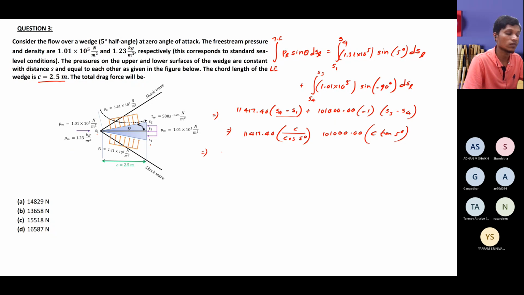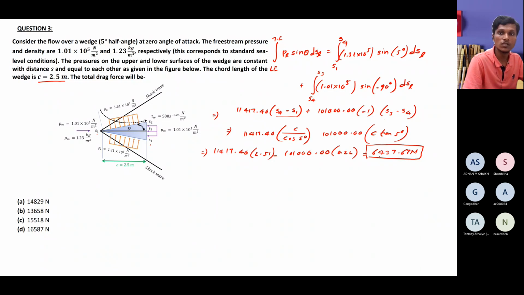Now substitute your C value. You will have 11417.40 times 2.51 minus 101,000.00 times 0.2. Substituting your C value, you will get these values. This will give you again 6437.67 newtons. See, this value is the same as we got earlier for the upper surface when we did the pressure integration on the upper surface. So just recall that upper surface pressure value.